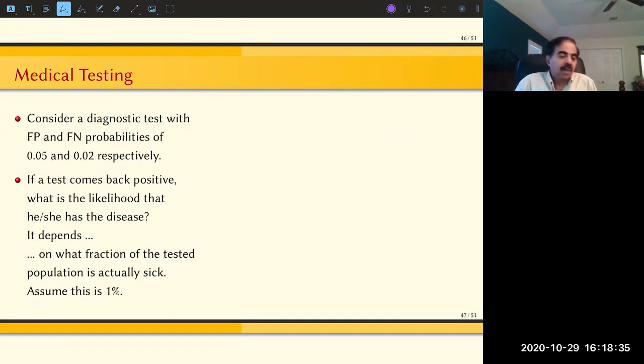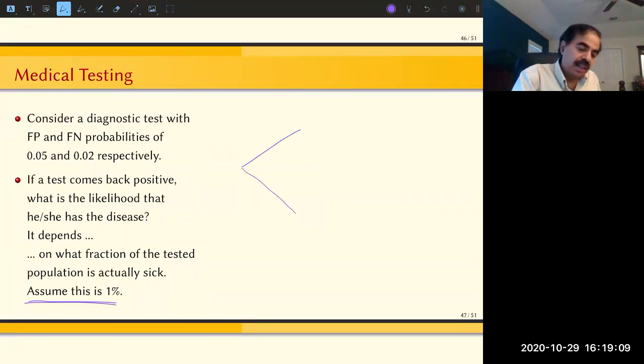Okay. So we can understand this very easily using our tree diagram, right? Let's say that only 1% of the tested population is actually sick. This may not be applicable to COVID, but there are many routine screenings that people go through where the population that undergoes the test that's likely to be sick is very, very small, right? So let's draw our diagram.